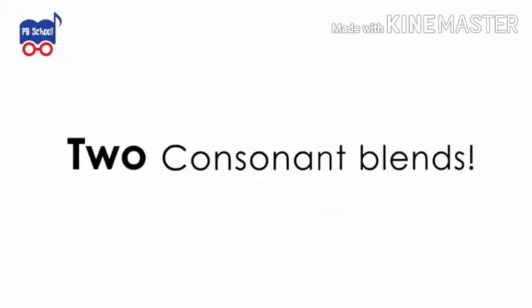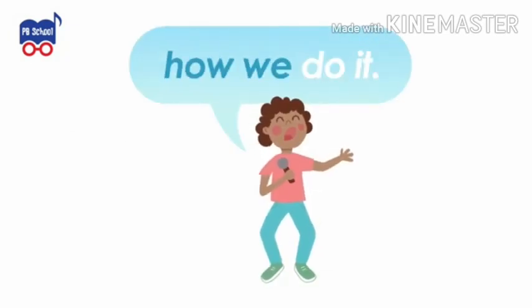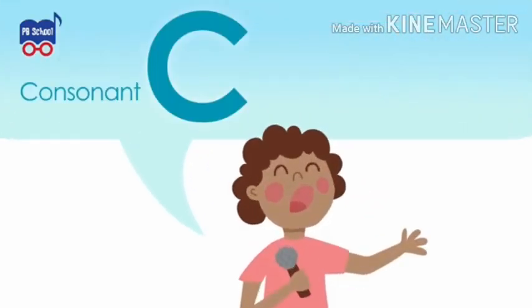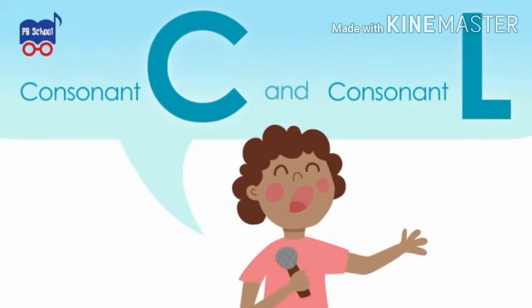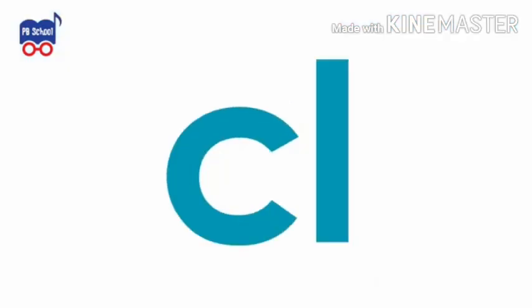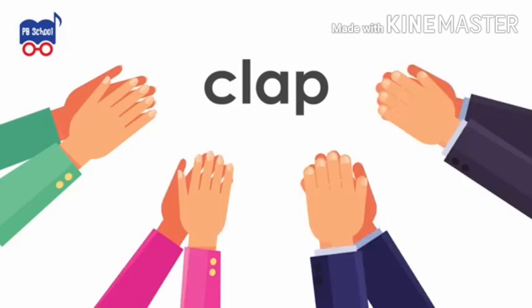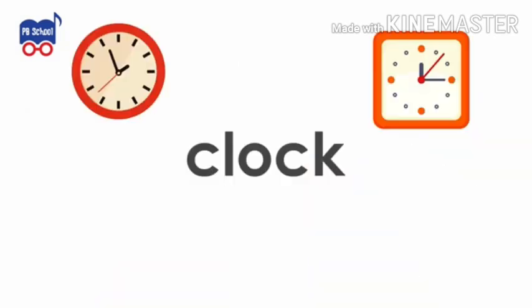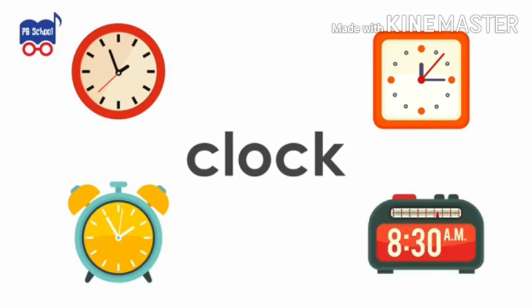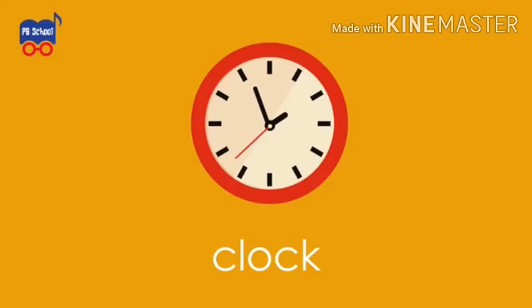Two consonant blends. This is how we do it. Consonant C and consonant L. Cl, cl, cl, cl. Clap, clap, clap, clap. Clock, clock, clock, clock. Clap, clock, clap, clock.